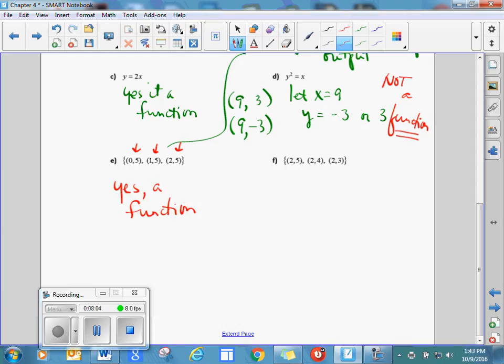And if you were to graph these points, by the way, you'd see that it passes the vertical line test easily. And then finally, F is an example of where the x values do repeat. And in this particular set of ordered pairs, they've got 3 different outputs, 3 different y values. That's like our example number D. So this is not a function because your x cannot repeat with a different y. So this is not a function.